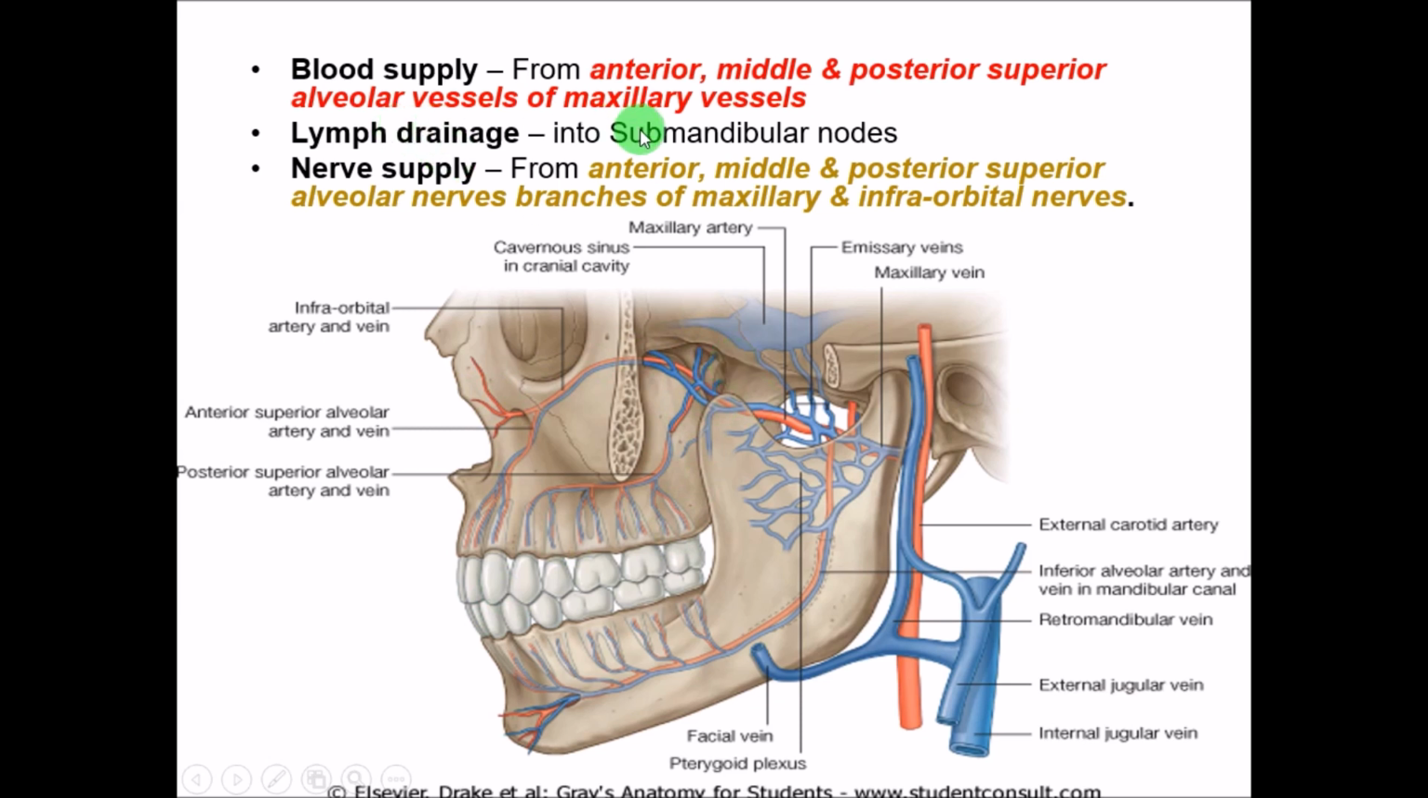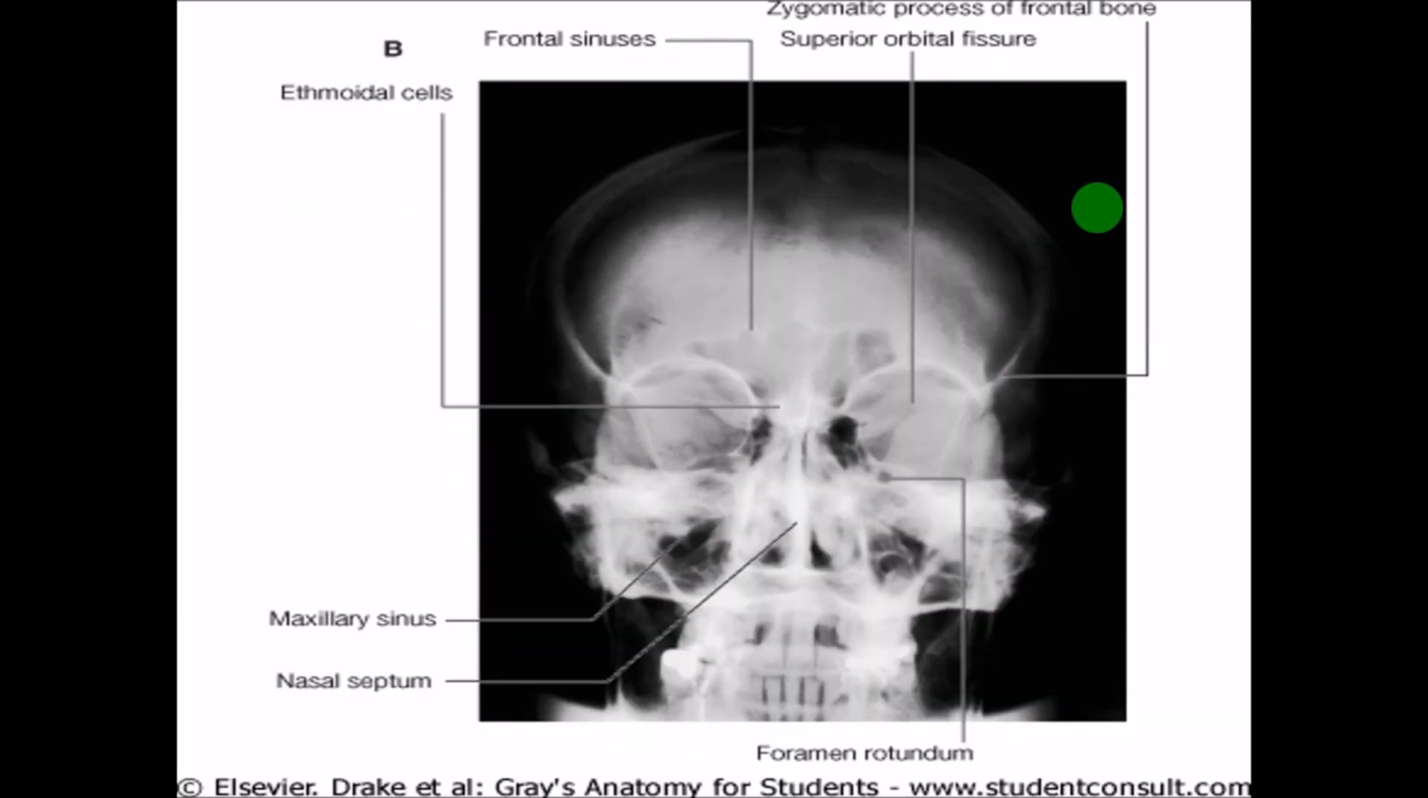Coming to the lymphatic drainage, it will be into the submandibular group of lymph nodes, and the nerve supply will be from the anterior, middle as well as posterior superior alveolar nerves, branches of the maxillary as well as the infraorbital nerves. So as you have seen, this is the maxillary sinus. This X-ray shows you all the air sinuses. These are the maxillary sinuses, and here you can see the frontal air sinus. Here are the ethmoidal air sinuses, and the sphenoid air sinus cannot be seen in this view.